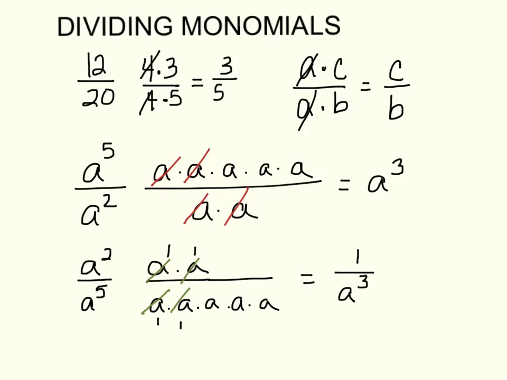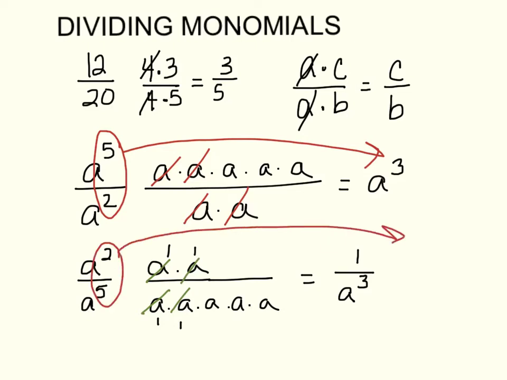This is called the quotient of powers. Basically, we subtract. That is all you're doing. 5 minus 2 gives us 3. Now let's think about this. What is 2 minus 5? 2 minus 5 is negative 3. But you should remember that a to the negative 3rd gives you that.